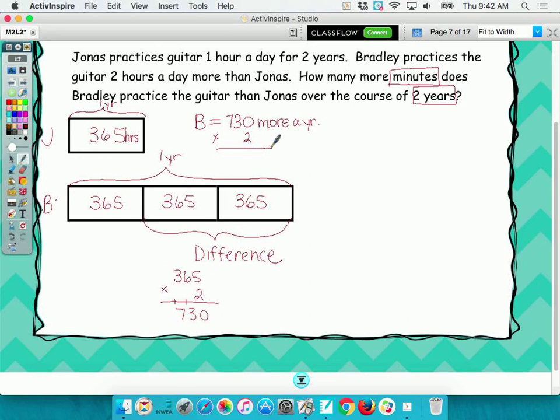Why am I doing it like this? Because Bradley practiced. So that's what I get when I multiply that times 2. So this is more in 2 years. That's hours, though.